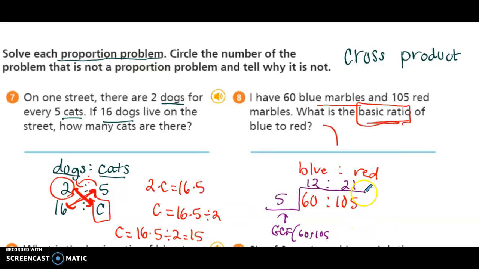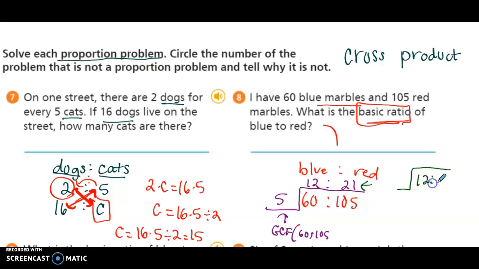This one might get a little tricky, but I know this just because I'm old and I've been teaching this a lot. These two, this is not the basic ratio because both of these are divisible by 3. So I have to do one more step. And I think if you remember, I'm running out of room here.